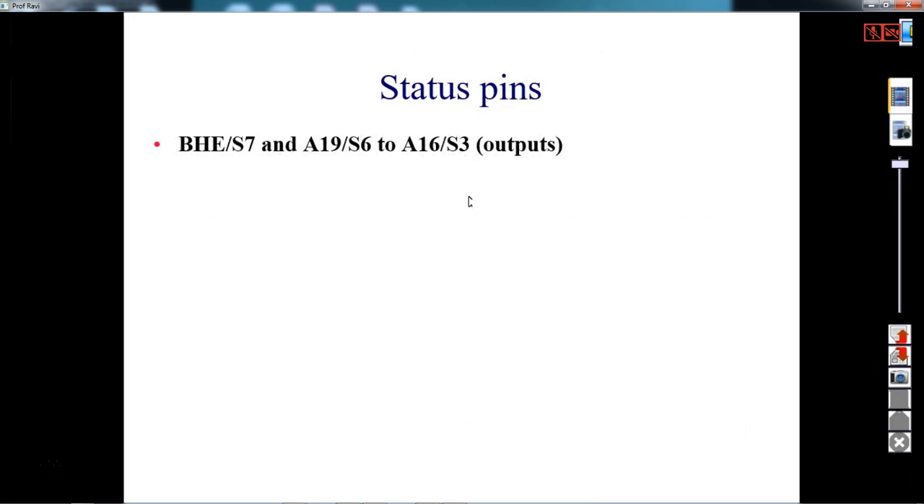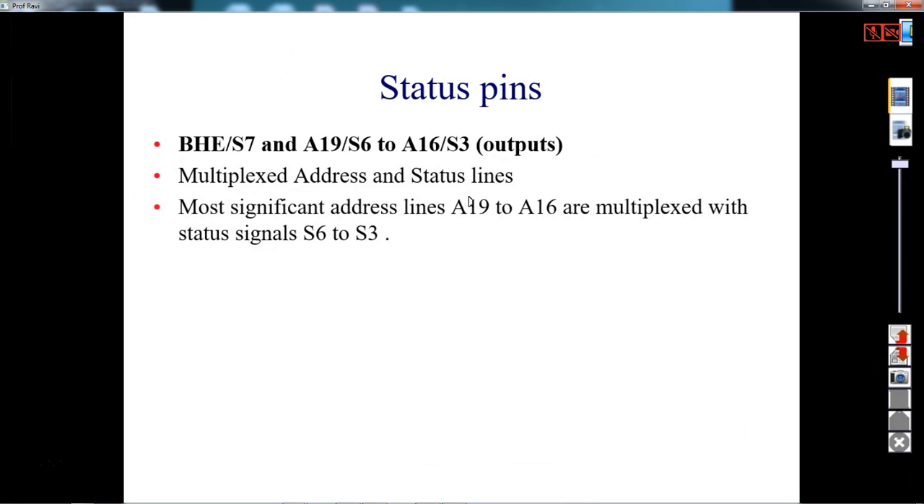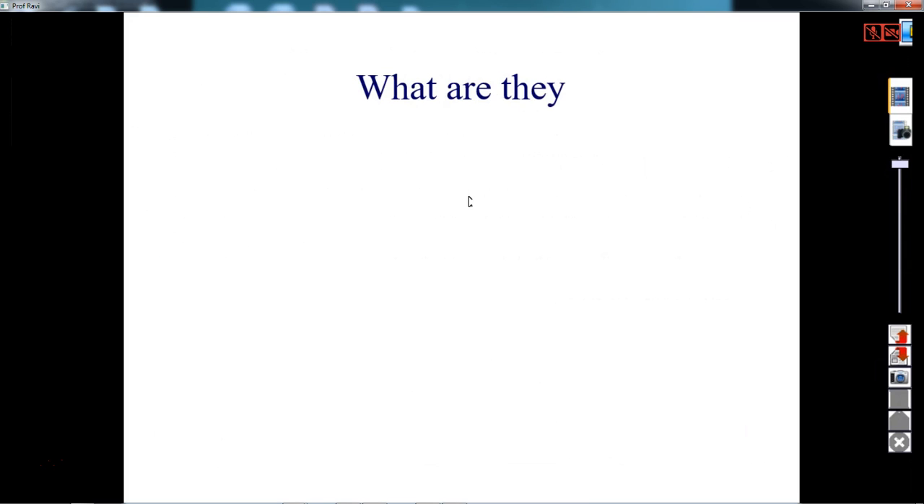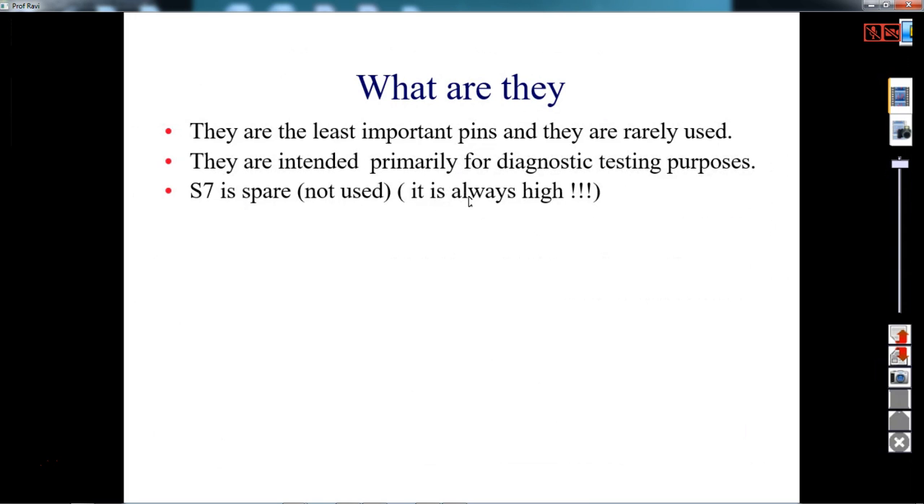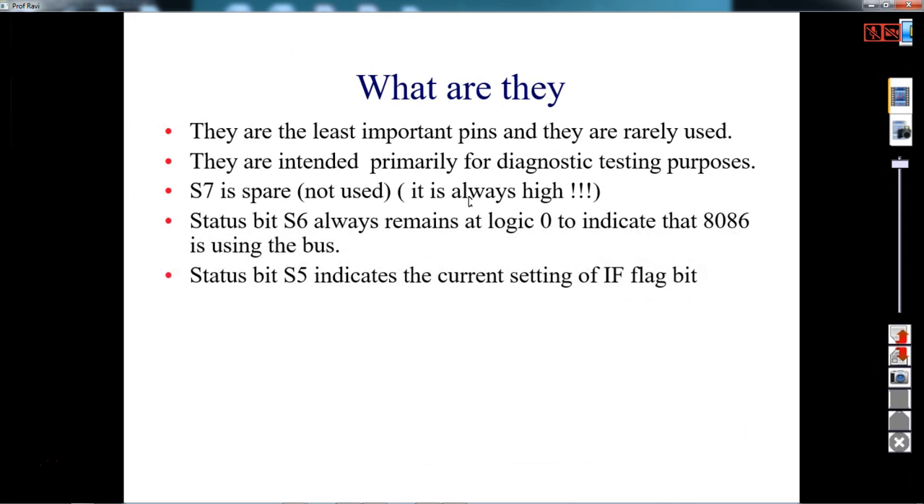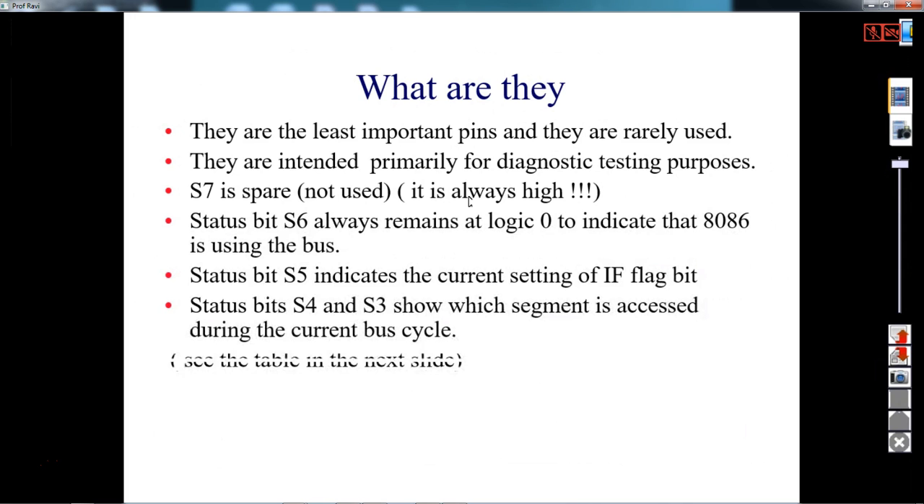So the next pins are the status pins, S3 to S6, and they are multiplexed with the address lines. Let us see what S3 to S6 are. They are the least important pins and are rarely used. They indicate only the status, and in the maximum mode of operation you are going to see them, so at that point I will try to cover these things.